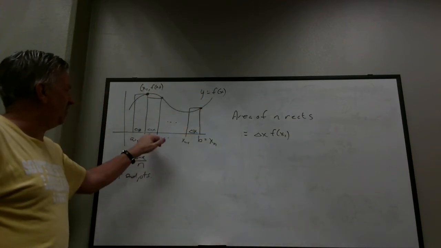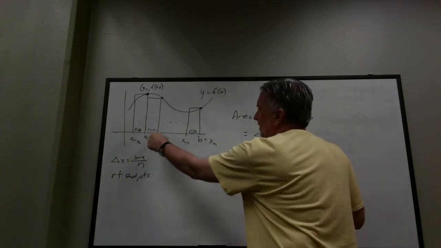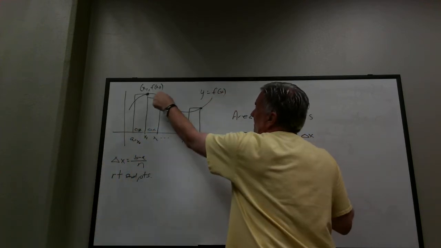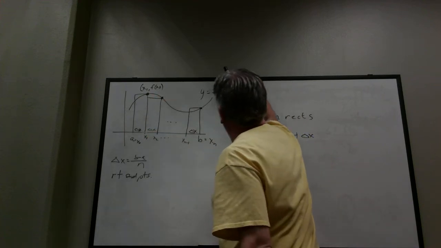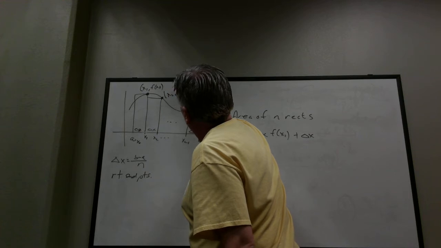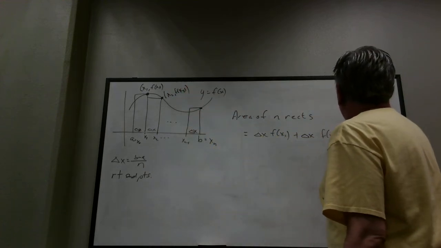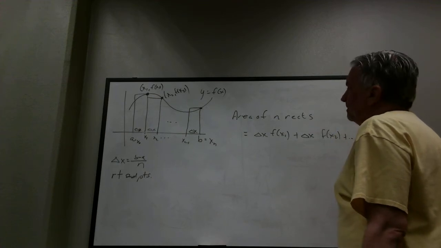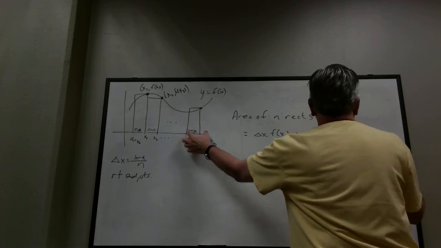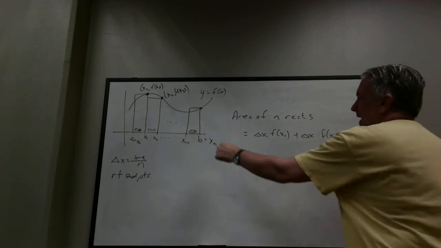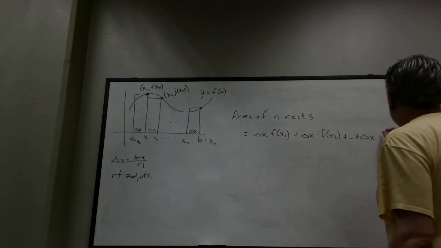Now let's move to the second one. It's base times the height. Well, what's the height of the second rectangle? It's the y value at x2. Notice that this point is on the curve, and so that's the point x2, f of x2. And then if you keep going, what's the area of the last rectangle? The base is delta x, and the height of the rectangle is f of xn, which is b, but I'm just going to write x.